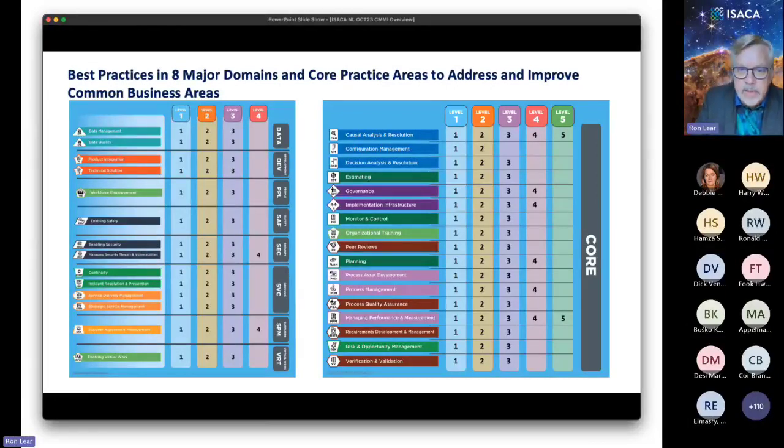And then we have these two in the middle, governance and implementation infrastructure, which are there to make sure that what you do in your processes actually sticks around, and it shows how the organization is continuously improving. And then what you do as an organization adopting CMMI, you take your core and you add whatever domain. It could be 1, 2, or all 8. It's your choice to address what makes the most sense to your business.